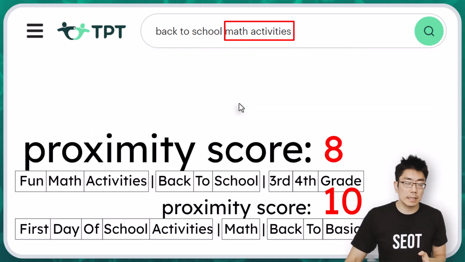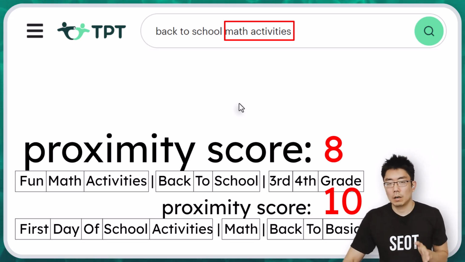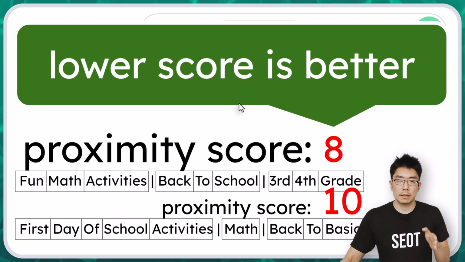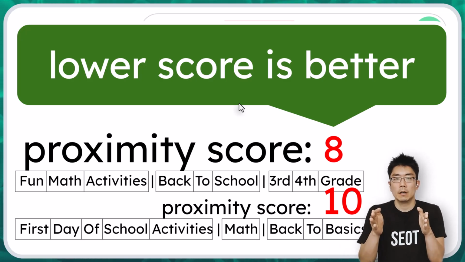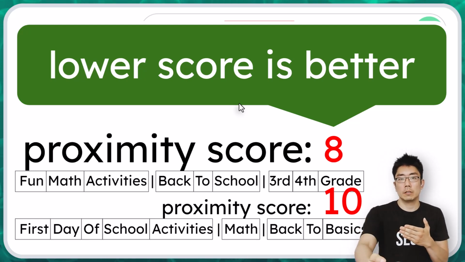So you can see that as you construct your product title, you'll have to make some decisions here on which keywords to go after. The distance between the words matter, but also the order of the words matter. And of course, a lower score is better, and so then they'll get sorted to the front of the group.